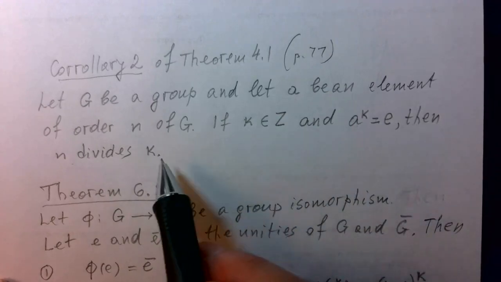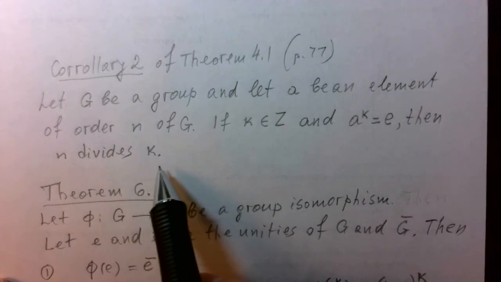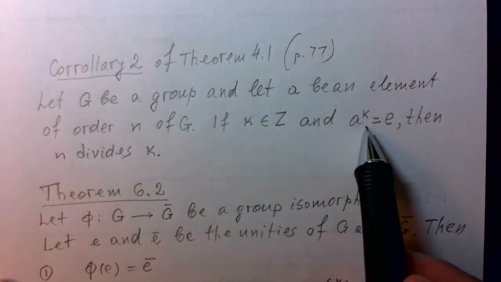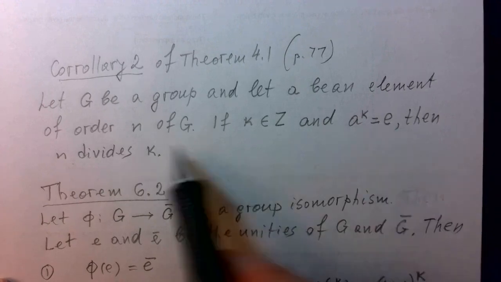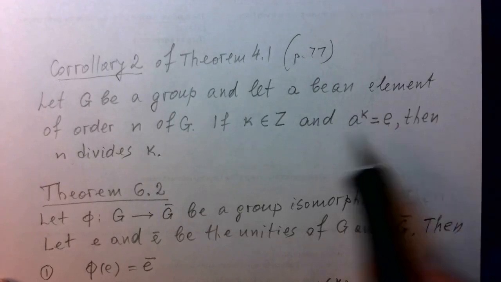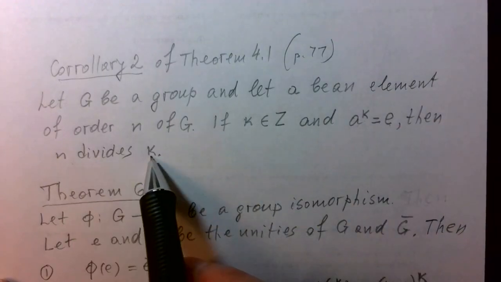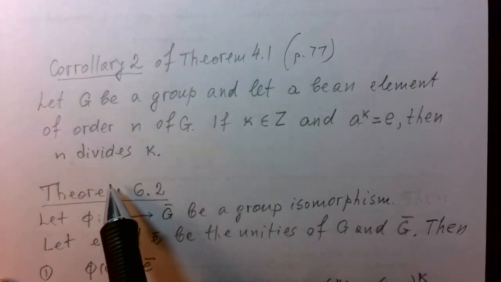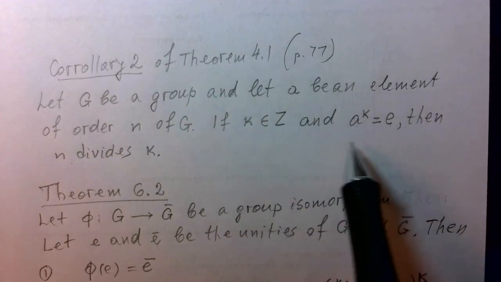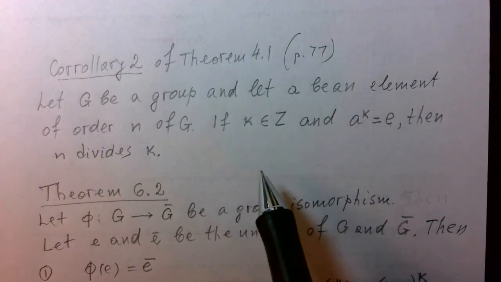This is true in the other direction, obviously, also. If n divides k, then a to the k must be e. So we can say that a to the k is equal to e if and only if n divides k. That is, the order of a divides k. This is an important property that you should remember.